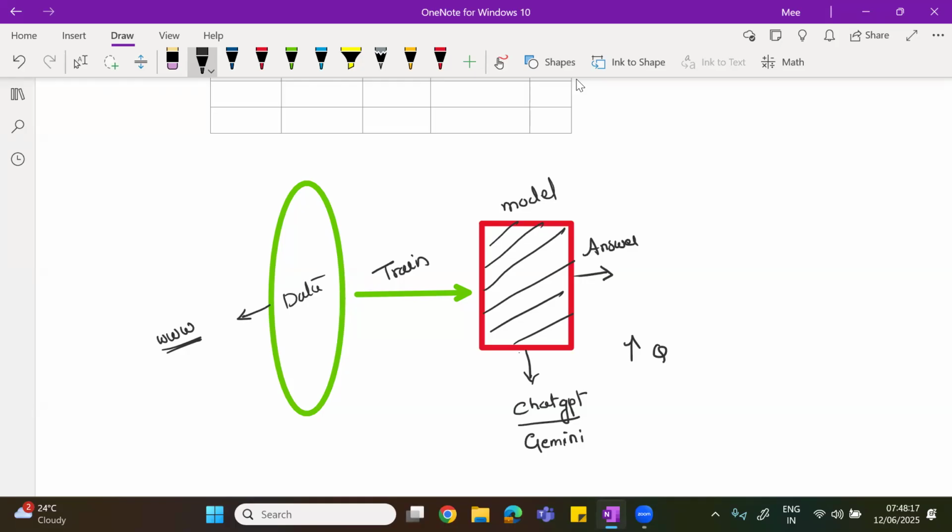Okay, ChatGPT or Gemini. That is what it is, simple. So you will have the data. You will give that data to the model, and the model will learn from the data and it will start giving the answers. Whatever application you take, this is the basic funda. It will work as of now.